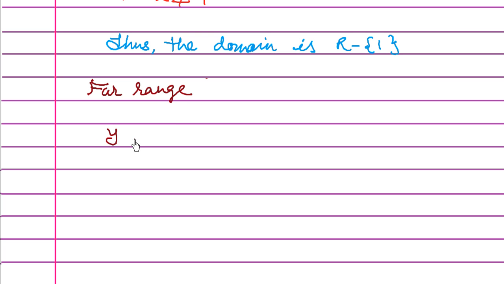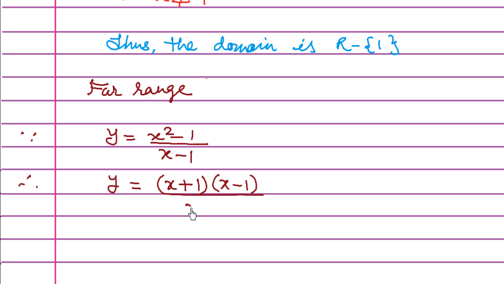we'll put the function y is equal to x square minus 1 over x minus 1, because we have this function. Now we will factorize this numerator. So y is equal to x plus 1 multiplied by x minus 1 over x minus 1. Because x square minus 1, we have used the identity a square minus b square is equal to a plus b into a minus b.